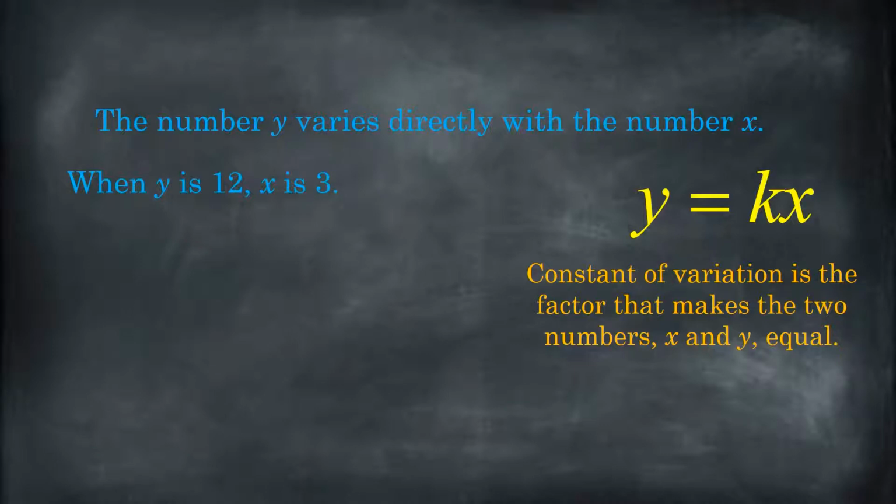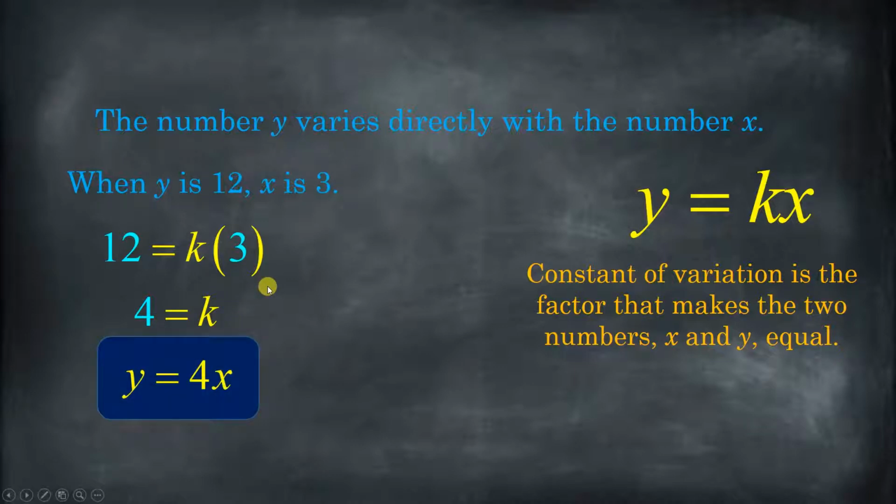Now, we're given a clue here. It says that when y is 12, x is 3. So what we're going to do is start with our equation. We're going to plug in 12 for y. We're going to plug in 3 for x. We're going to solve, divide both sides. I don't even think you need to do that. You know that 4 times 3 is 12, so k equals 4, right?